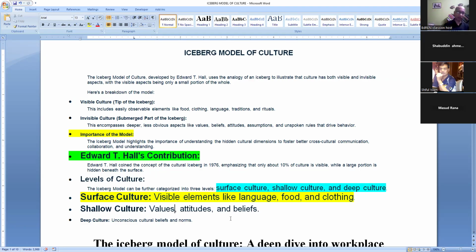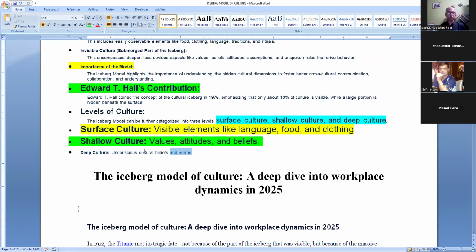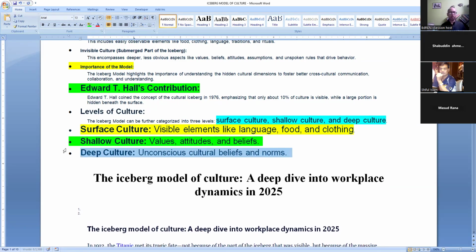So anyway, the surface culture is usually constituted by language, food items, clothing. Shallow culture is constituted by values, attitudes, and belief system. Now come to the deep culture. The deep culture or the cultural elements usually lie inside your unconscious cultural beliefs or norms. So deep culture lies in the deep of your mind, in the deep of your unconscious.